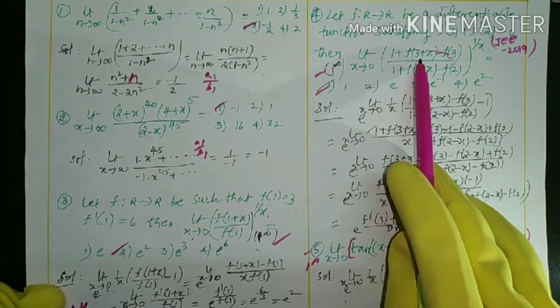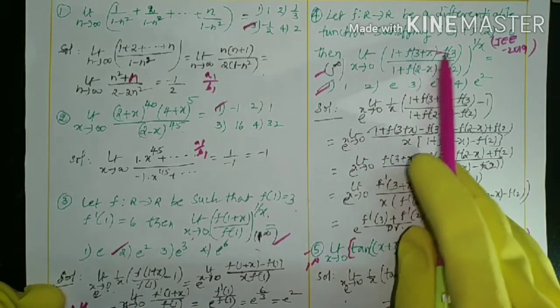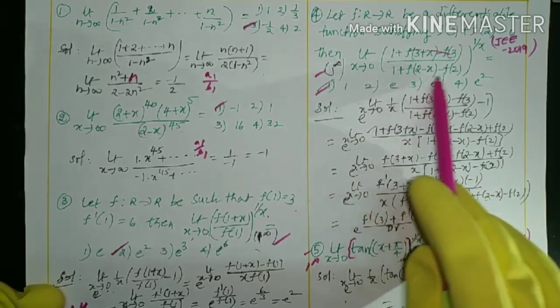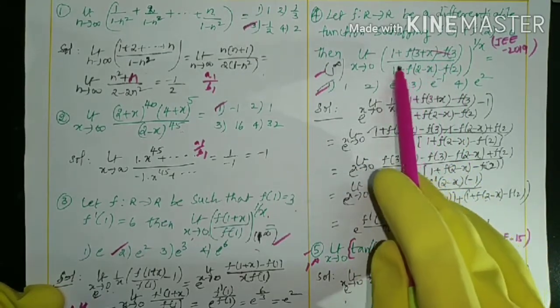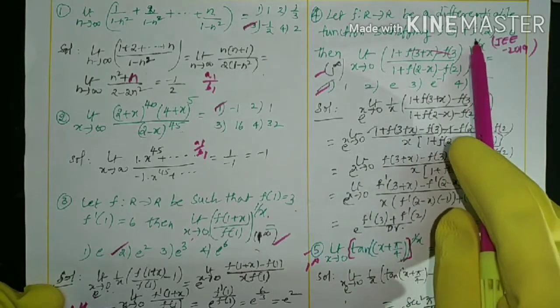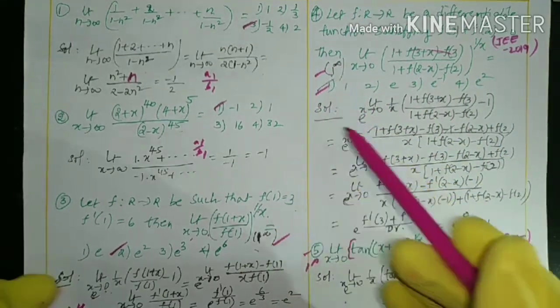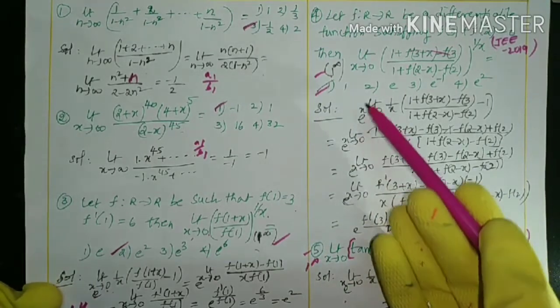f of 3 plus 0, f of 3 minus f of 3, means the numerator becomes 1. Similarly, the denominator is also 1. It becomes 1 power 1 by 0, which is infinity. It becomes 1 power infinity. As usual, for 1 power infinity, what is the application? E power, you can write the limit.